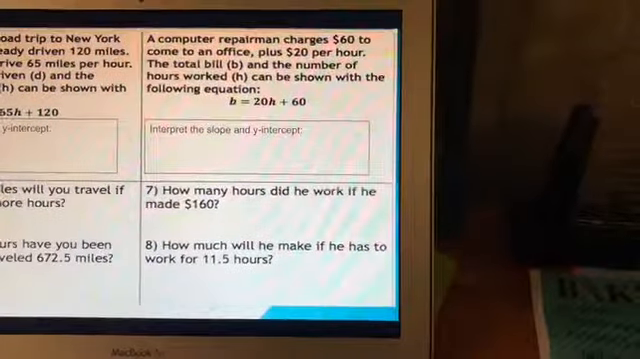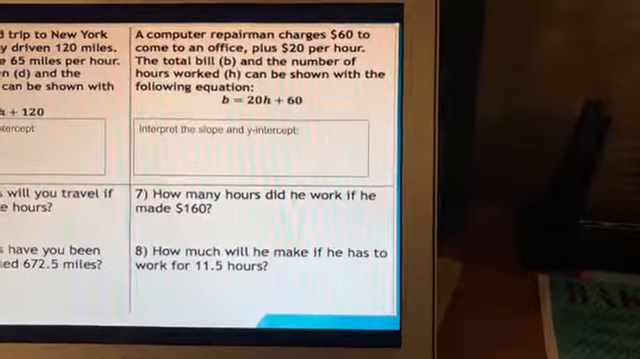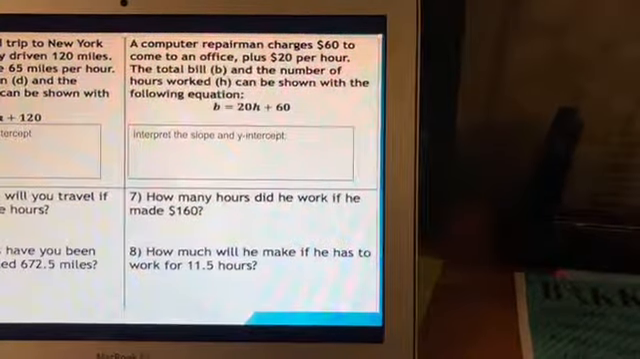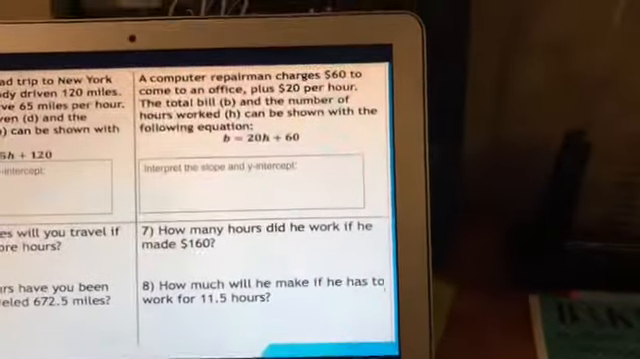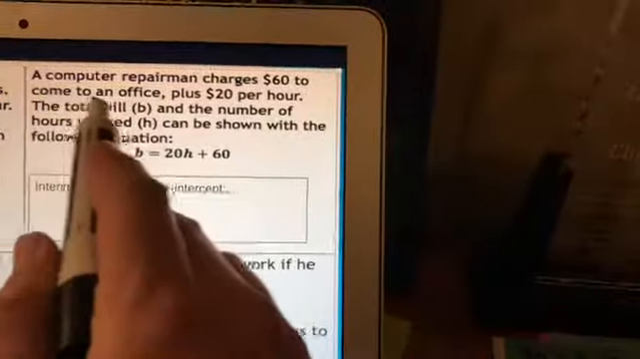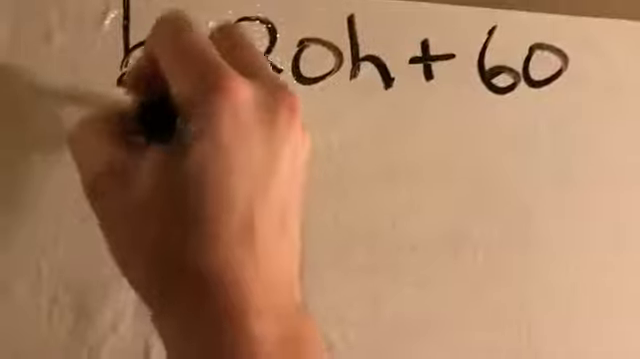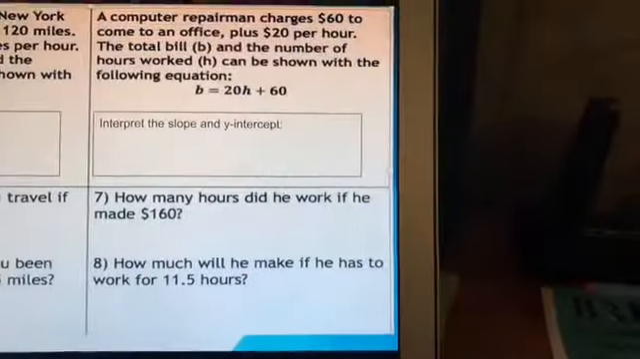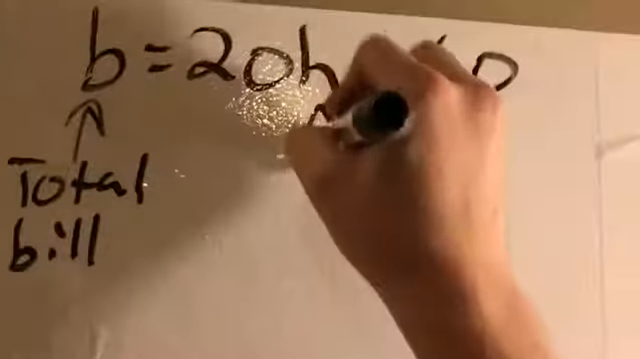Example number 2. A computer repairman charges $60 to come to an office, plus $20 per hour. The total bill, B, and the number of hours worked, H, can be shown with the following equation. Now this problem helped us out. It told us what the B and H were. The total bill, B, so now I know B stands for the total bill that he is going to charge this person. Then it also says, and the number of hours worked, H. So H will stand for our number of hours worked.